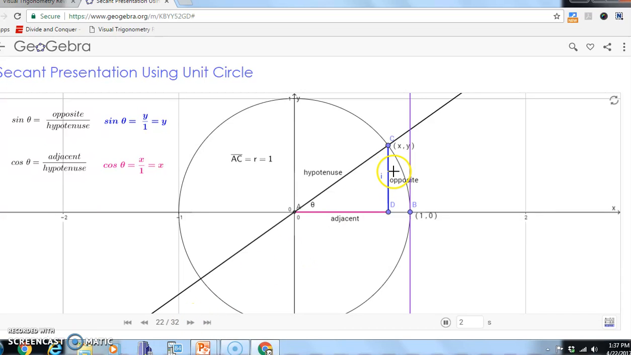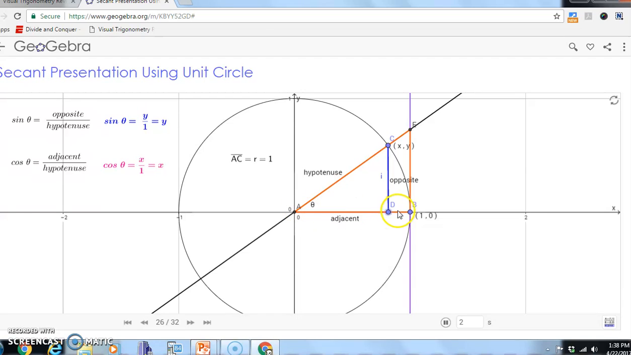Next, I'll draw a line tangent to the circle at point B. Drawing this line tangent to the circle at point B creates a new right triangle. Let's give that a label up there, ABE. If I label point E as the intersection of my tangent and secant lines, I now have triangle ABE, which I will highlight in red.